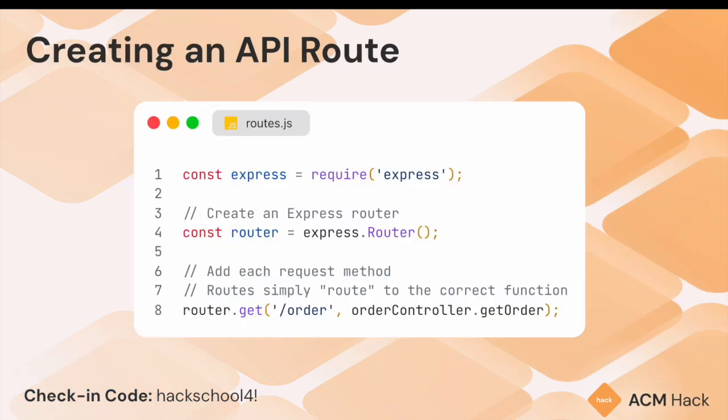So here is how you would create an API route in Express. First, you would need to import the Express library from npm, and then we want to use the router function from that library to create a router. But the actual creating an API route is just using router.get and passing in a path for the route, and then matching it to a middleware function. In this case, it would be orderController.getOrder. This is the middleware function that performs all the logic that happens when you visit this route.